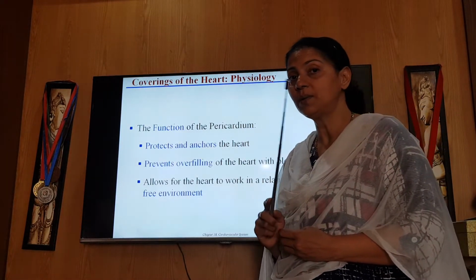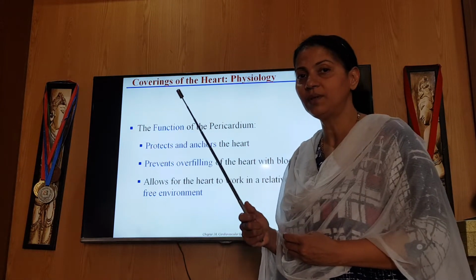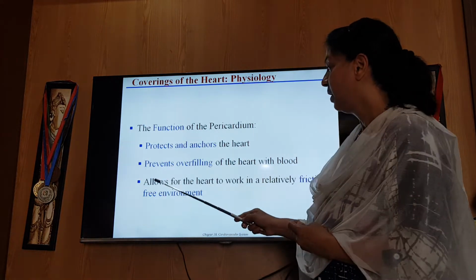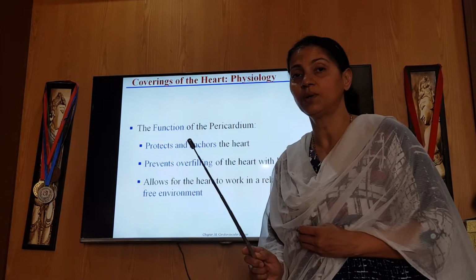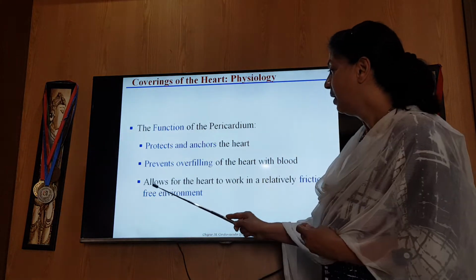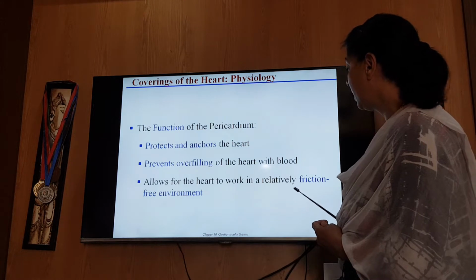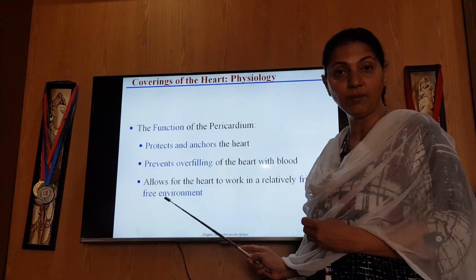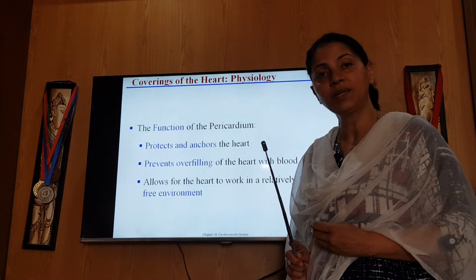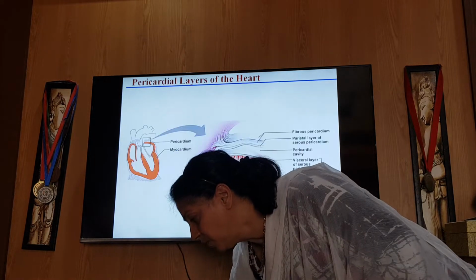तो कौन इसमें काम कर रहा होगा? The fibrous pericardium. Because it is fibrous in nature, it is not going to allow the heart to expand too much. And if the heart expands too much, it is called congestive cardiac failure. Clear? Third function is it allows the heart to work in a relatively friction-free environment. And how is this done? By the presence of pericardial fluid. So these are the three functions of the pericardium.